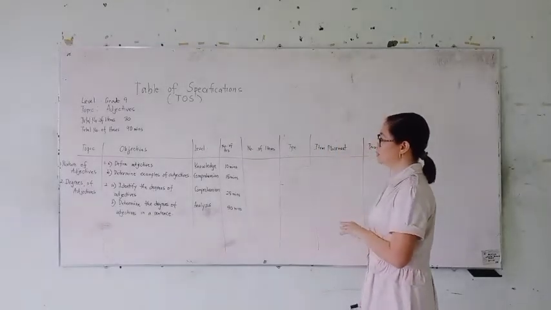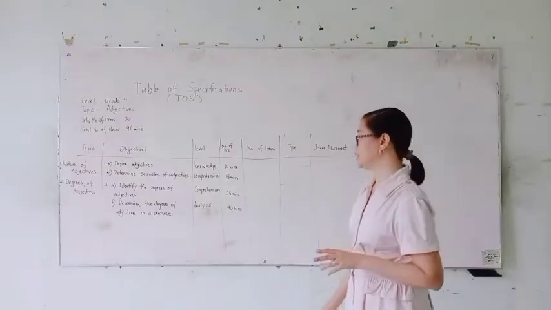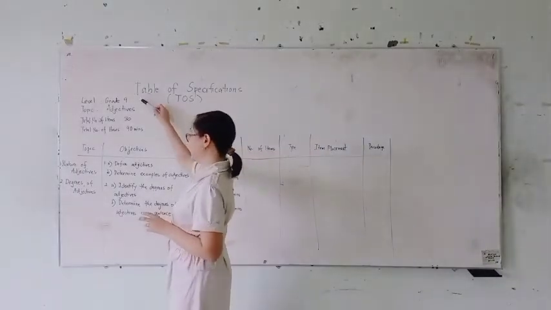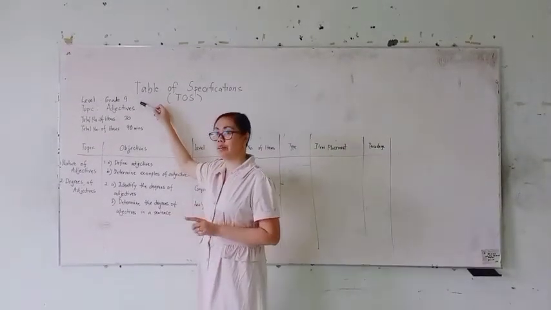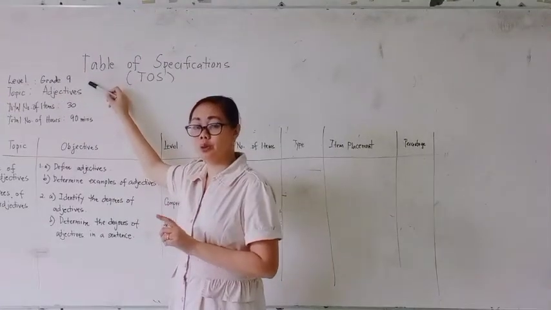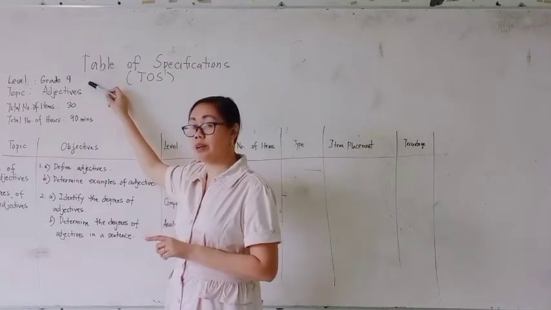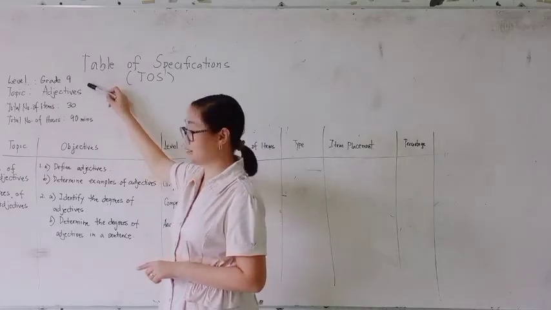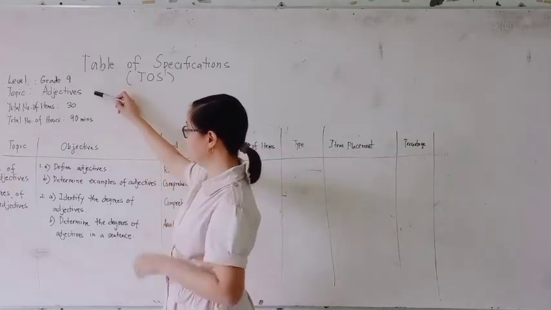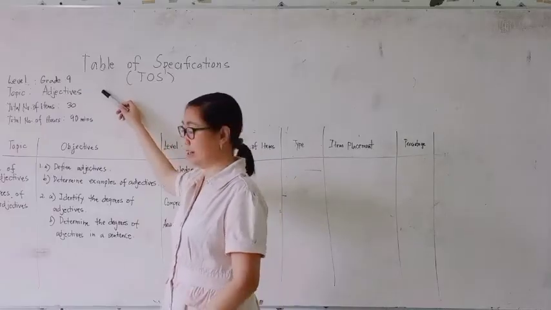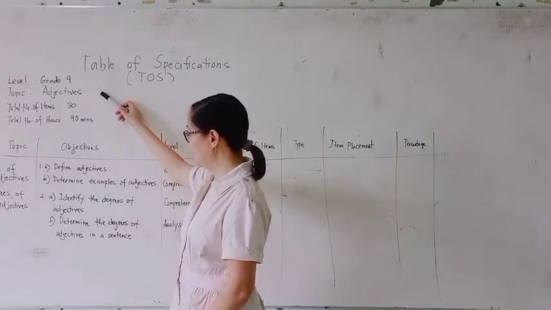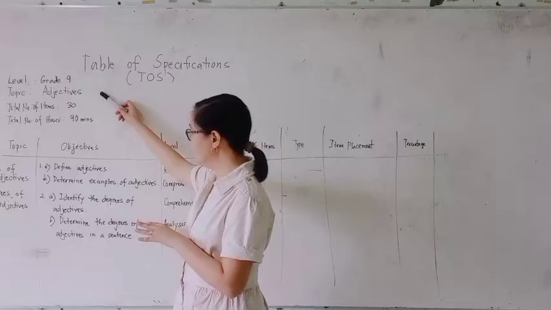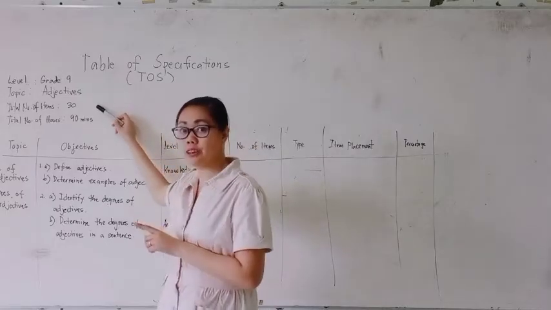For a table of specification, you have to place first the grade level of your students, because this will be the pattern as to whether your objectives are complex or very easy or very difficult to attain. Now the next one is the topic. In our case, for the example, our topic is adjectives. The total number of items has to be placed.